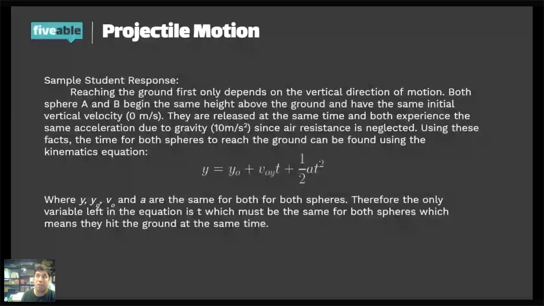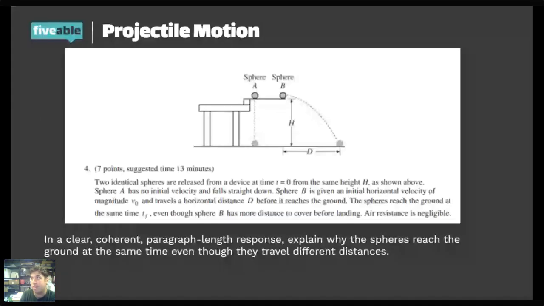They threw in a little math equation proving that you have everything in the equation the same except for t, and therefore t must be the same because there's no other way you can solve the math for it without having those different things. All right, so this one is a sample of what you might see on an actual AP exam dealing with this concept.